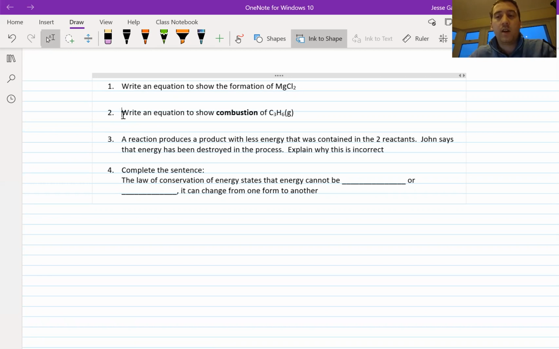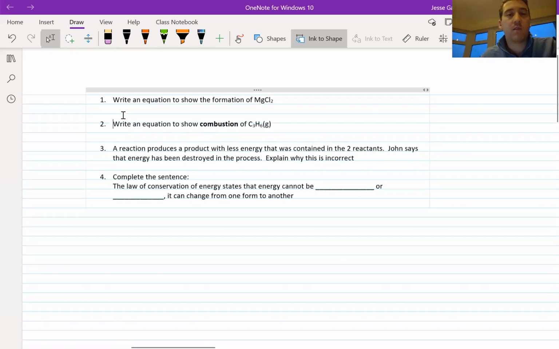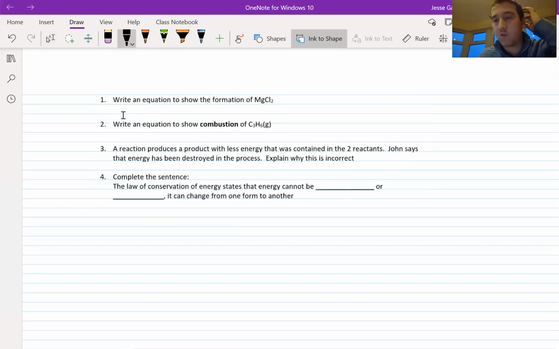Okay, so let's go through them really quickly. So you should only be listening to my voice if you have done the questions, and we are about to correct them. So you need your correcting pen, different color, and you have to write an equation to show the formation of MgCl2. So we practiced writing equations for the formation of a compound before, and you're forming a compound from its elements. Now you're forming it, so it's a product and it's on the right.